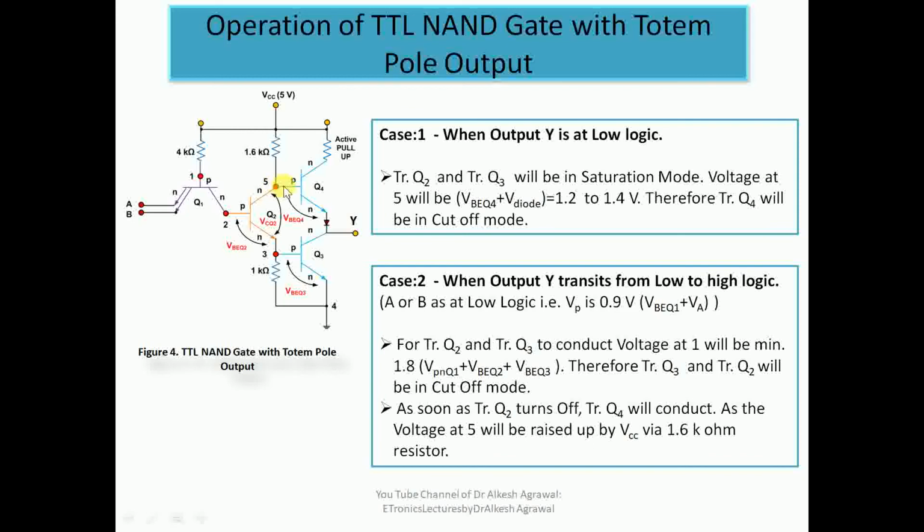Or we can say the potential at this point will be raised up by how much? Sufficient to overcome this potential plus this potential. So this is in cutoff mode and this is also in cutoff mode. The potential at this point will be raised up by this supply. It will overcome the VBE of Q4 and the diode, and therefore the output will be pulled up by the passive pull-up resistor. So this is how a TTL NAND gate with totem pole output configuration works.